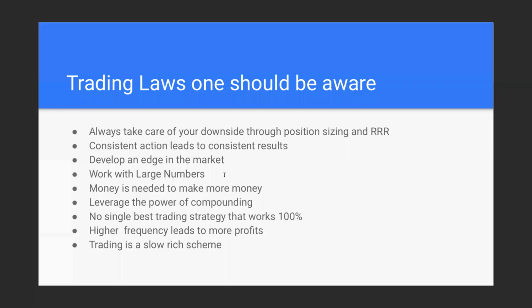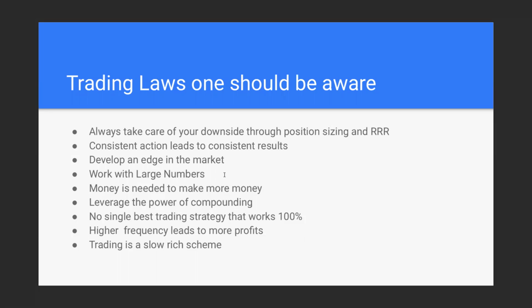So you've got to understand that no trading strategy is wrong. It's just that, are you able to get out of the trade with minimal risk and maximum profit? That is the whole point, right? So it depends on what you want to do with the trade. Now, this is very critical. Higher frequency leads to more profits.